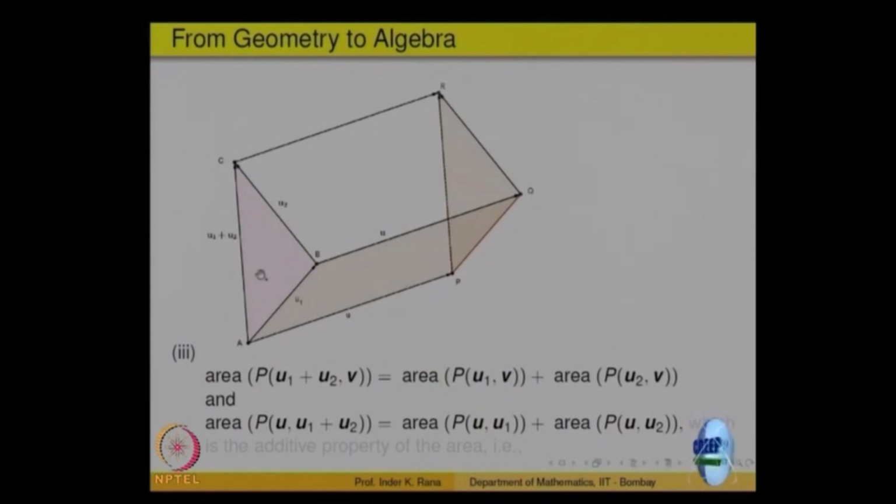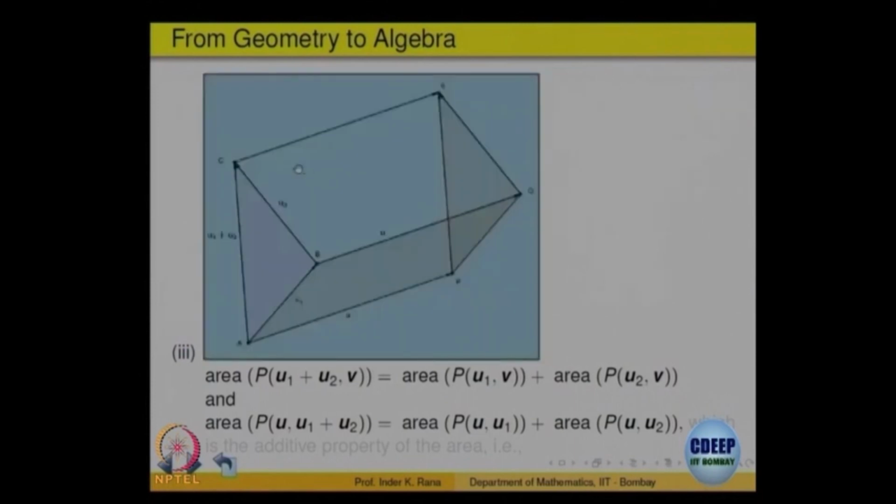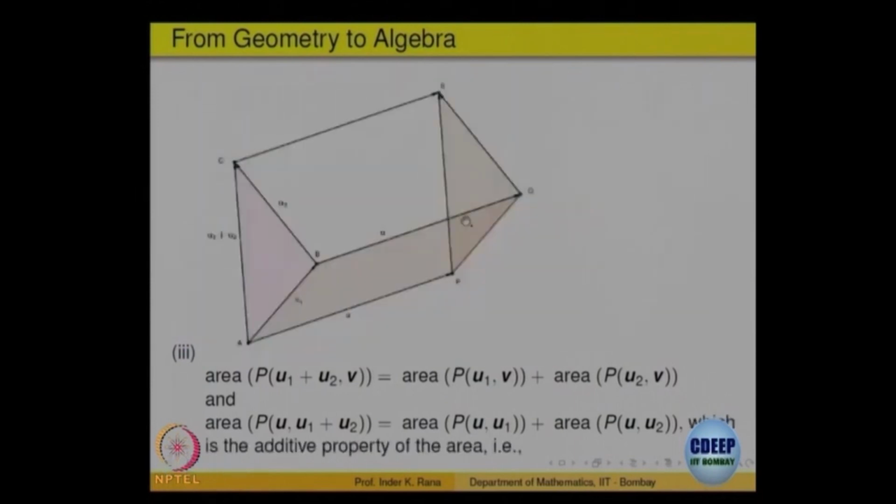Now, it is quite easy to show that this triangle here is congruent to this triangle; I can move it there. So, the areas of the parallelogram, the upper one and the lower one, are precisely the areas of the parallelograms spanned by u1 and v, and u2 and v.